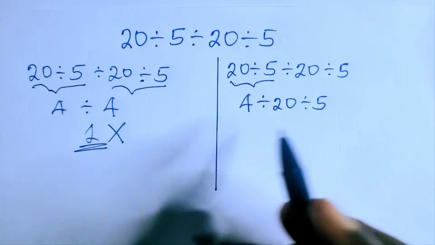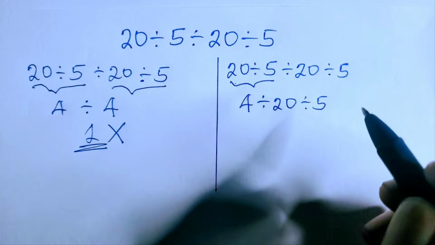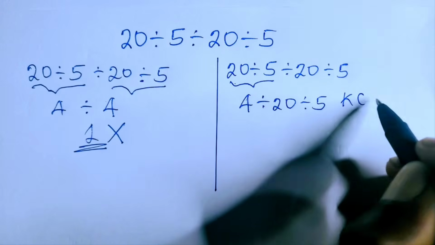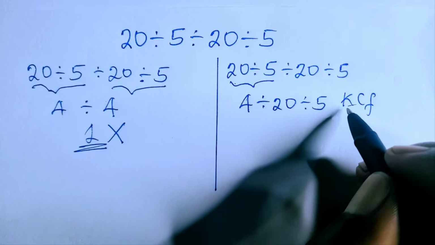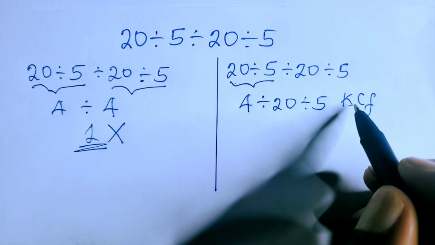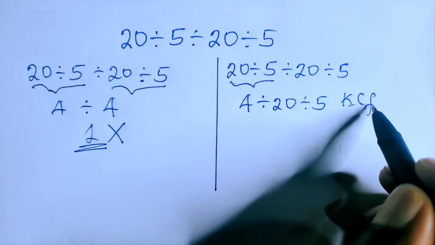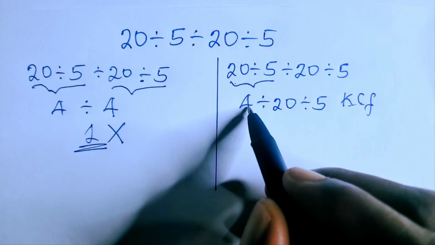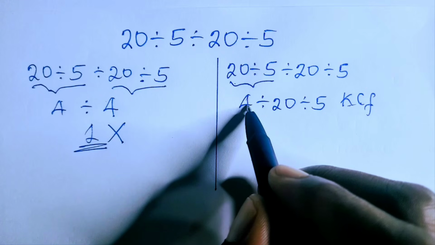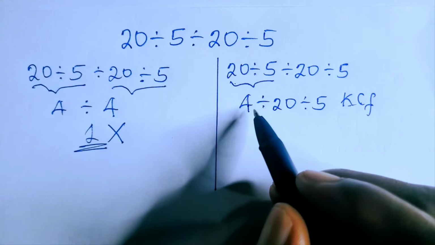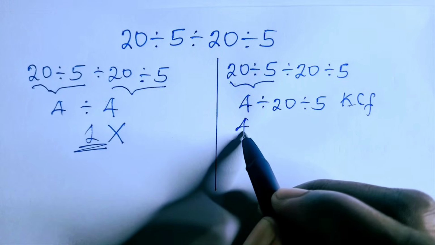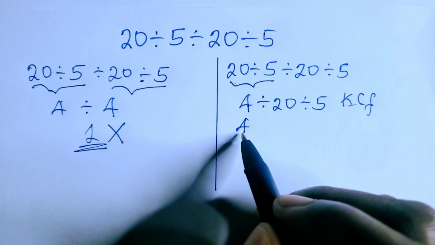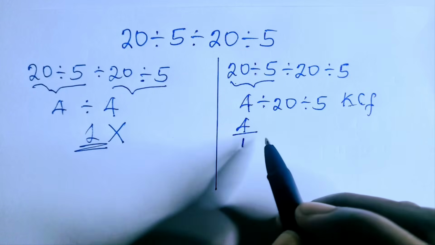Right here, we are going to apply KCF. We have KCF right here. K simply means keep, C change, F flip. This simply implies that we are going to keep this first value here, which is 4, and we are going to have this. Then also know that this is the same thing as 4 all over 1.